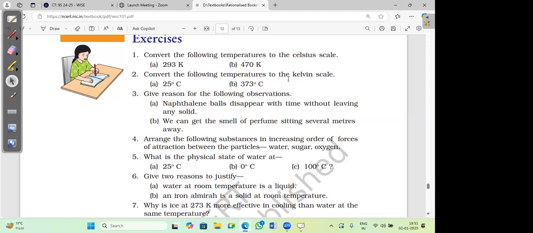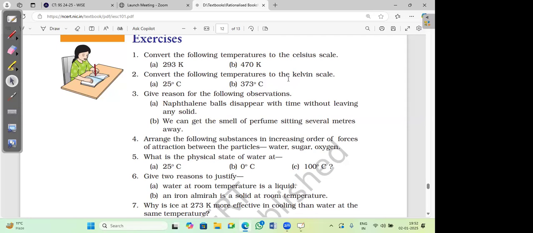So can we say that the particles are in continuous motion? Yes, sir, because of that they get diffused. Okay, so the particles get diffused as they are in continuous motion. Okay. Now the next one.